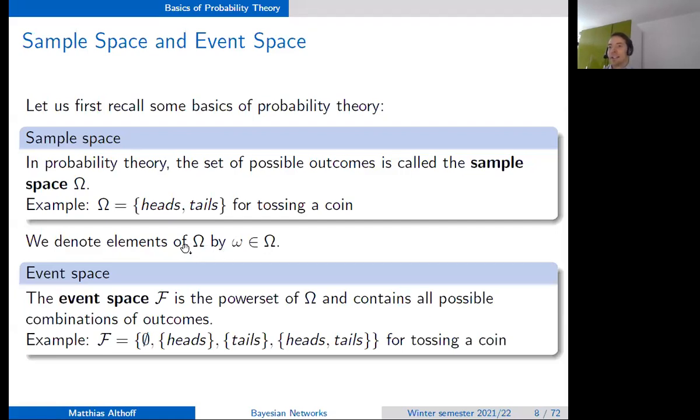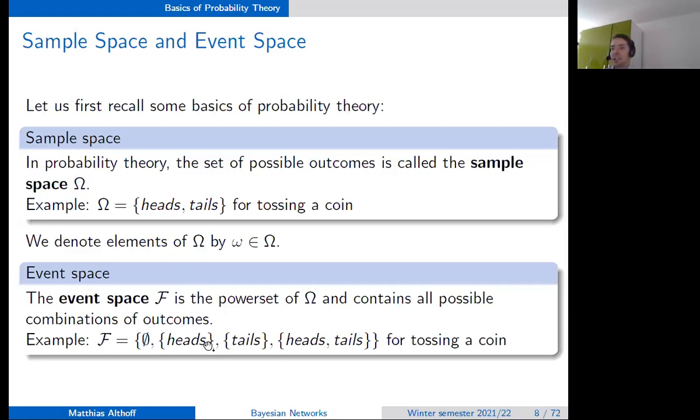Okay, so then the event space is nothing else than all possible combinations of outcomes. So it's just the power set of the sample space. If you look at the coin tossing example, it could be nothing, heads, tails, or heads and tails. Of course, there are things among the power set that are completely impossible, but this will be resolved by just giving them a probability of 0.